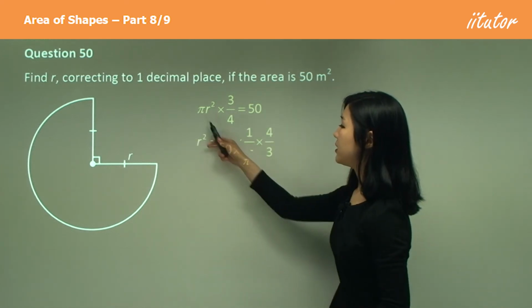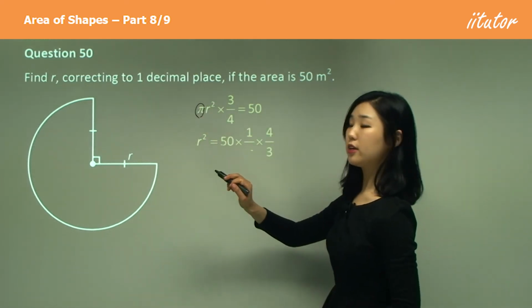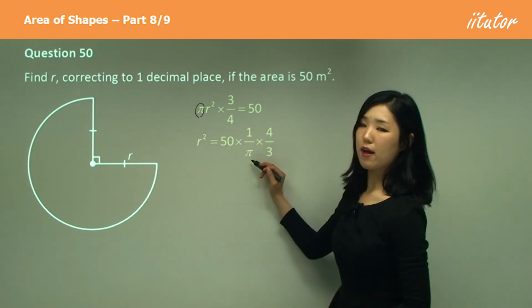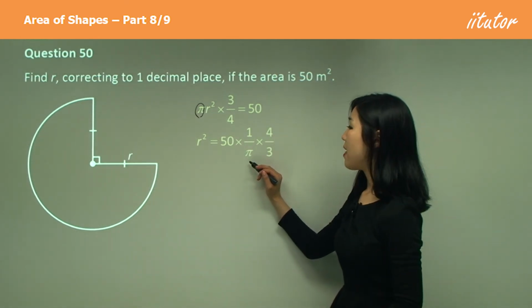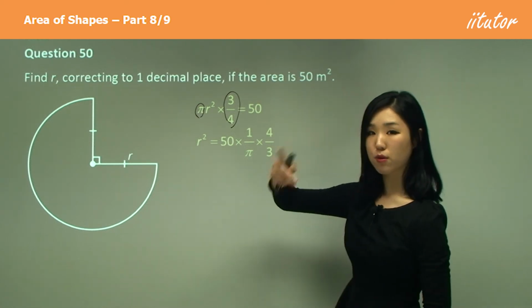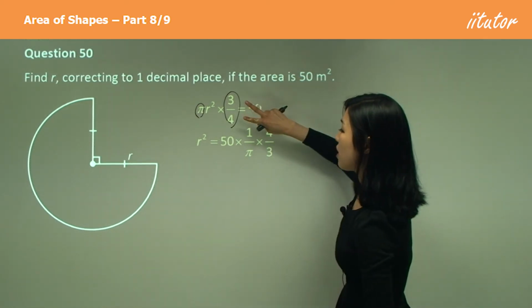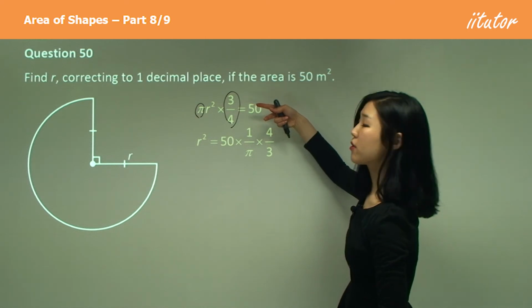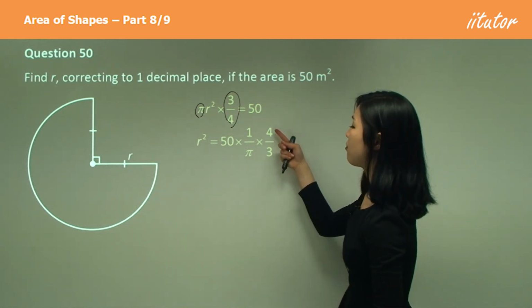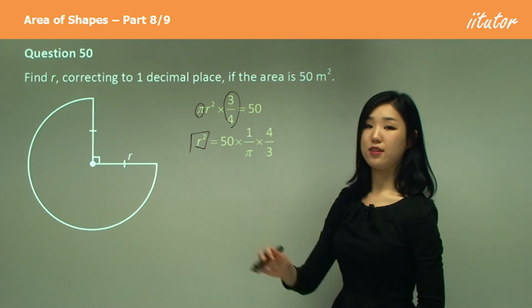I'm going to divide by pi. So see how I'm multiplying by pi here? So I times by 1 over pi, or divide by pi. And then see how we've got 3/4 here? I'm going to multiply by the reciprocal. Remember, that's what we do when we want to eliminate the fraction. I flip it, find the reciprocal, and multiply that here. 4 on 3. So now I only have r squared left on the left.